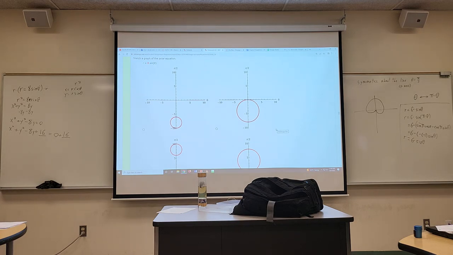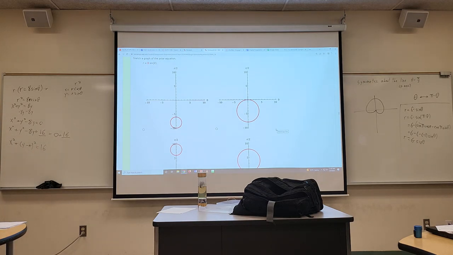You're going to need to complete the square a few more times in this class. It'll come up again when we look at polar conic sections later. So that's something you might want to review. That does complete this square, meaning that I can write that as x squared plus y minus 4 squared is equal to 16.